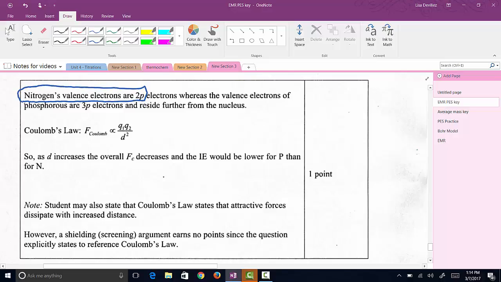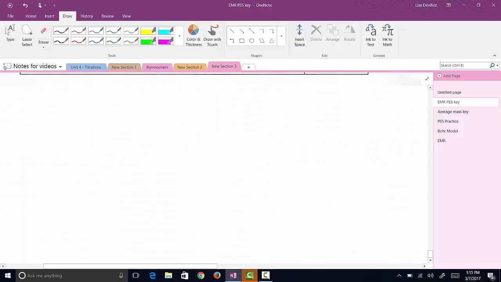If you want to be sure to get that point, then don't just say that they're farther away. Say that phosphorus's outermost electrons are in the 3p, whereas nitrogen's are in the 2p. Be that specific. Don't just say it and assume that I'm going to think, because you said that, that I know that you know that phosphorus's outer electrons are 3p and nitrogen's are 2p. Be that specific when you're referencing the differences in the outermost electrons. And that one was worth 1 point.